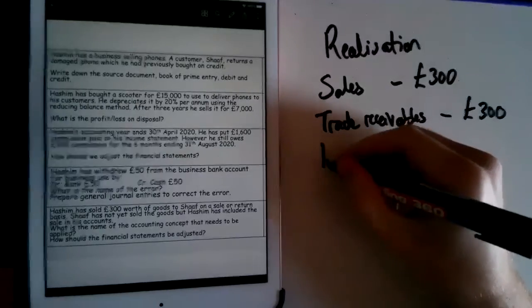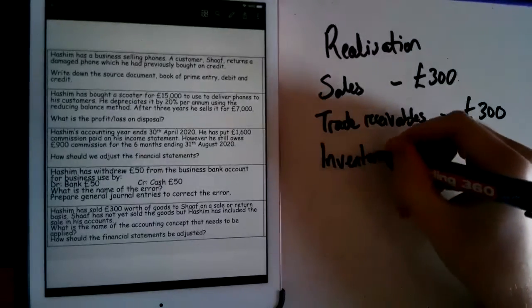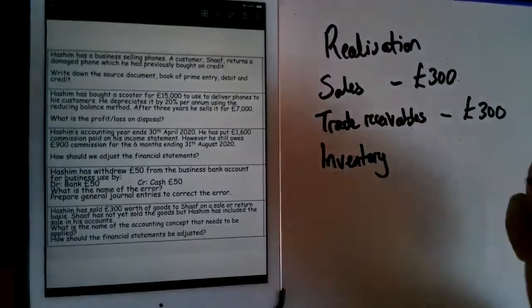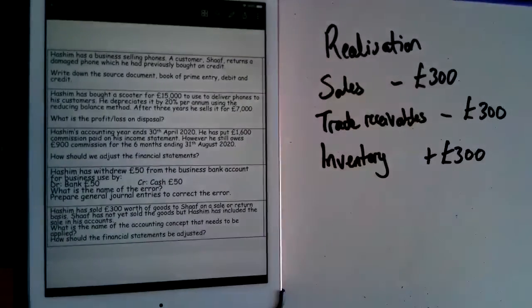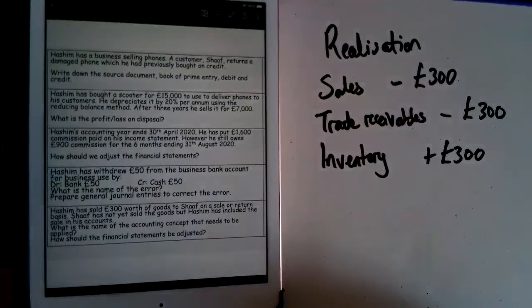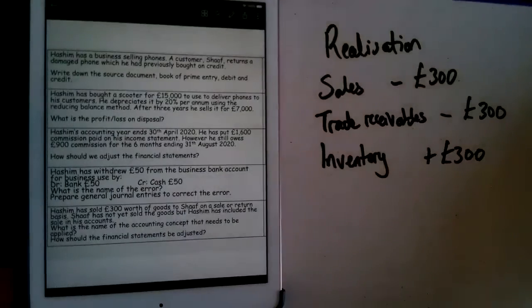And the inventory, so the closing inventory on the income statement and just the inventory in the SOFP, we have to add the 300 back onto it, because we still have those goods until Shaf sells them. Although Hashim physically doesn't have them, they still belong to Hashim until Shaf sells them. That's what's so important about sale or return. Hopefully you've got 5 out of 5.